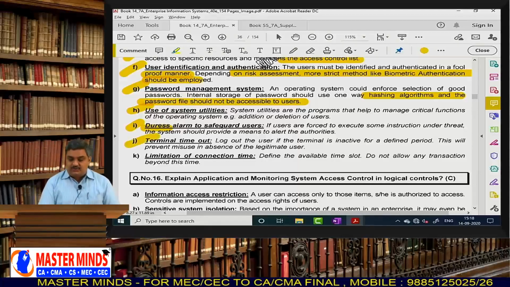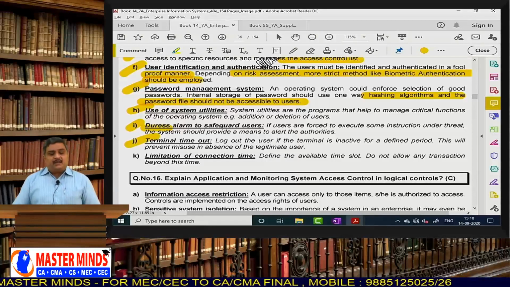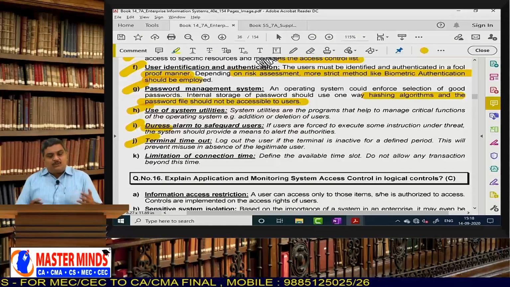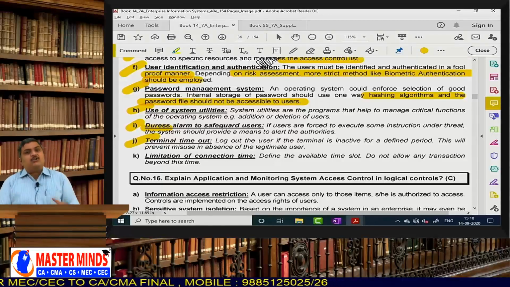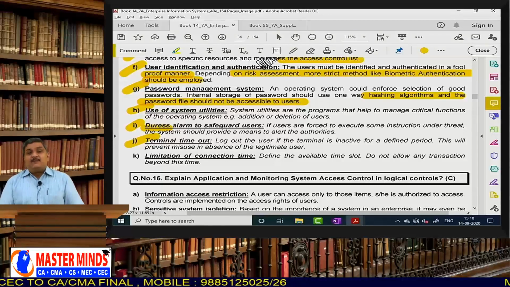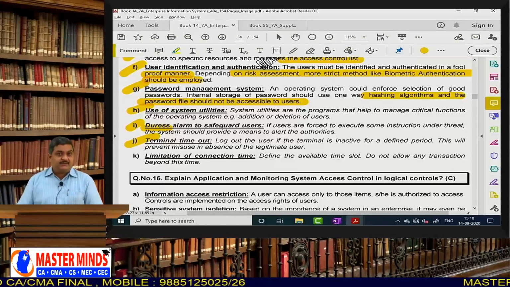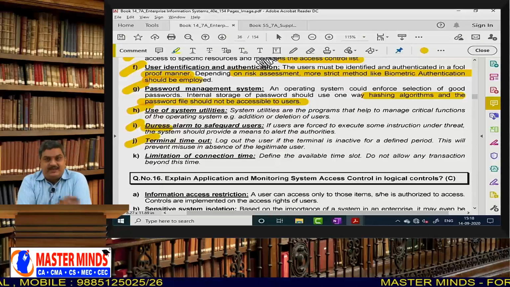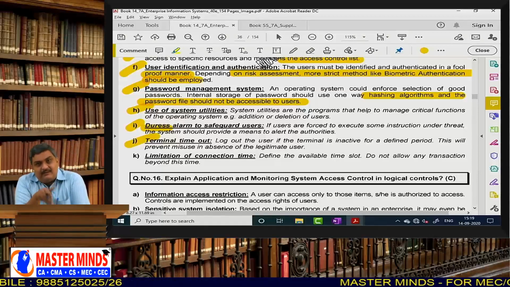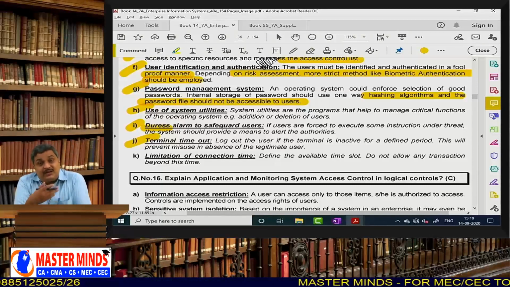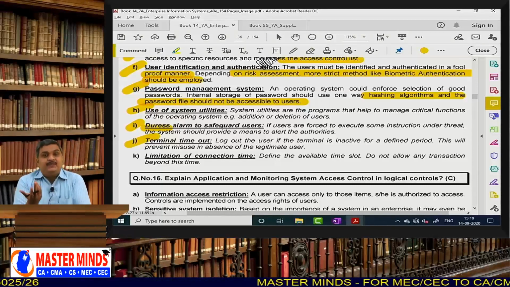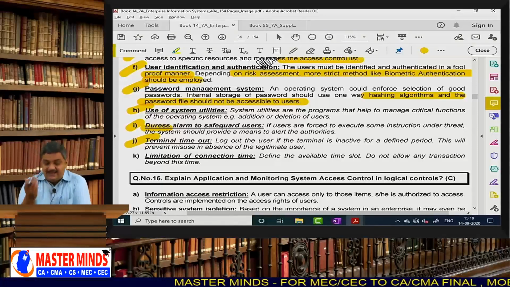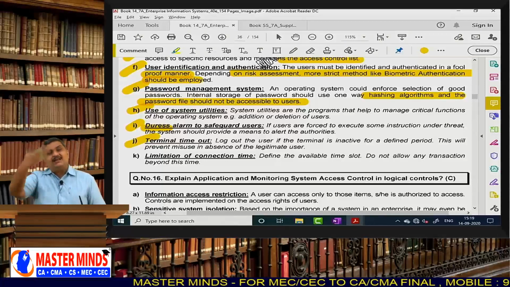Next, terminal timeout. It means I kept my terminal idle for 1 minute, so automatically my terminal should be logged off. Okay? Especially in banking systems we observe this. For example, if the bank clerk is talking to you, answering your query, and in the meantime the system is idle for 1 minute or 2 minutes, then after 30 seconds of inactivity the terminal automatically logs off. And again he has to put his finger and log in again.